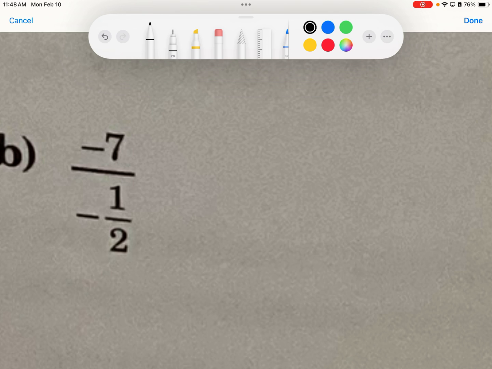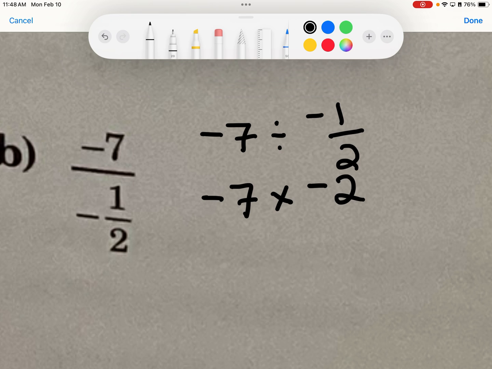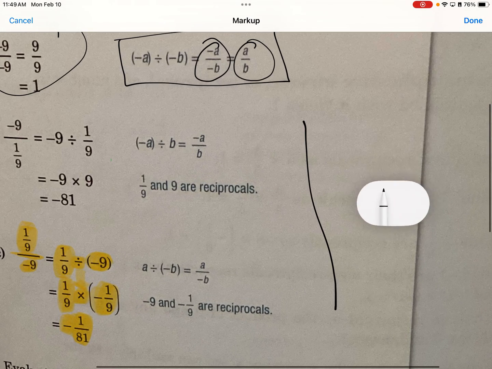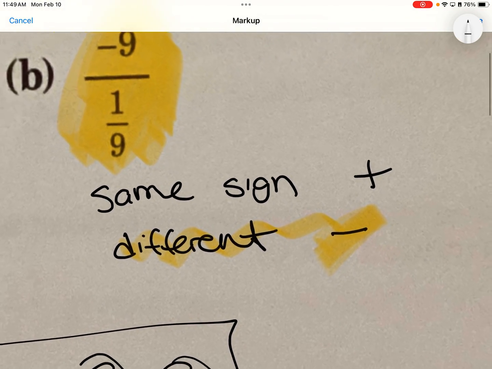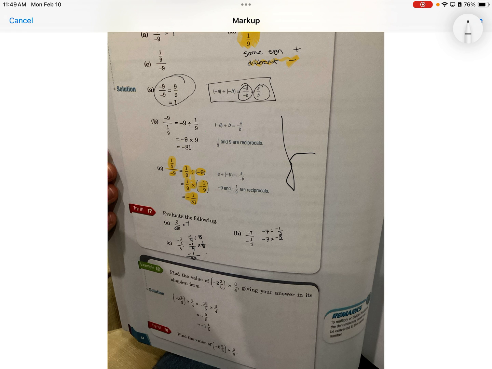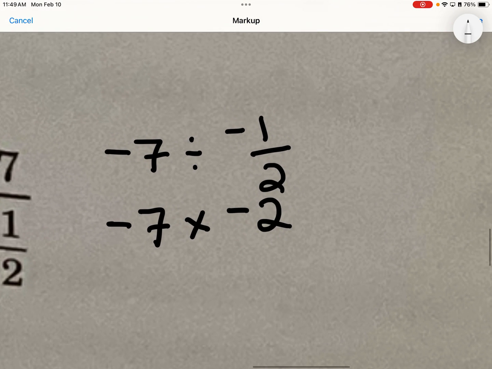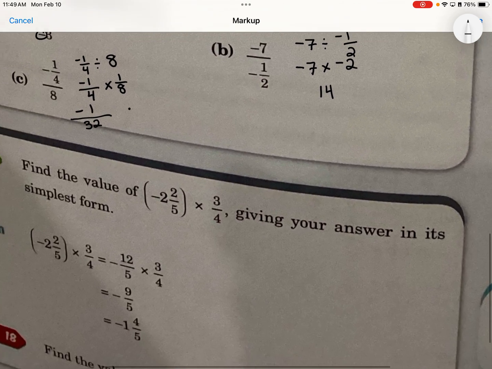Okay, one at a time, so first, it's -7 divided by -1/2, which means we multiply by the reciprocal, which means it's -7 times -2. Since we have 2 negatives and we multiply across, and remember, here's our little meat and potato box, same sign means our answer is going to be positive. So it's 14. So we end up with 14. Isn't that beautiful?